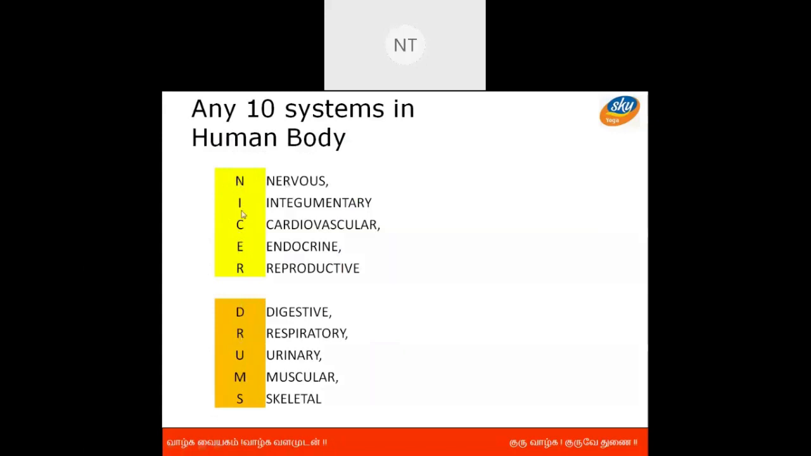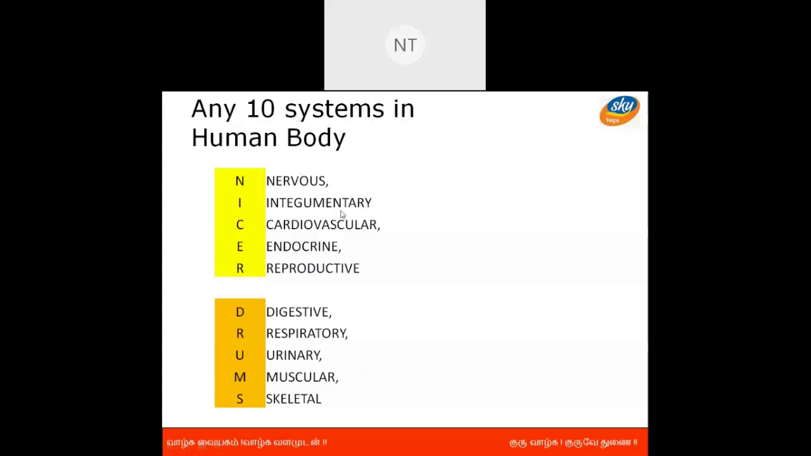N stands for nervous system, I stands for integumentary system, which is exocrine system, C for cardiovascular, and endocrine, reproductive, digestive, respiratory, urinary, and muscular and skeleton. There is lymphatic system also, one. So that's why I put here any 10.